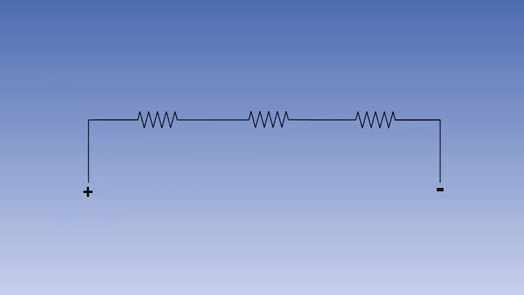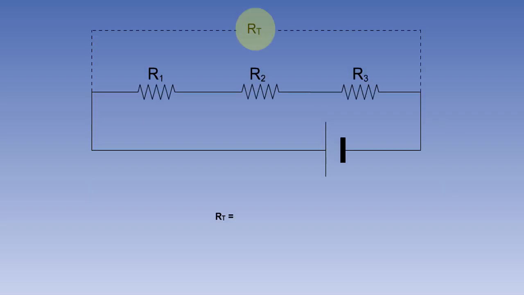If a number of resistors are connected in series, they will act as one long resistor. You know that the resistance of a material is directly proportional to its length. So to calculate the total resistance of a number of resistors in series, the individual resistances are simply added together. In our example here, the total resistance of the circuit, RT, will be the sum of R1, R2, and R3.